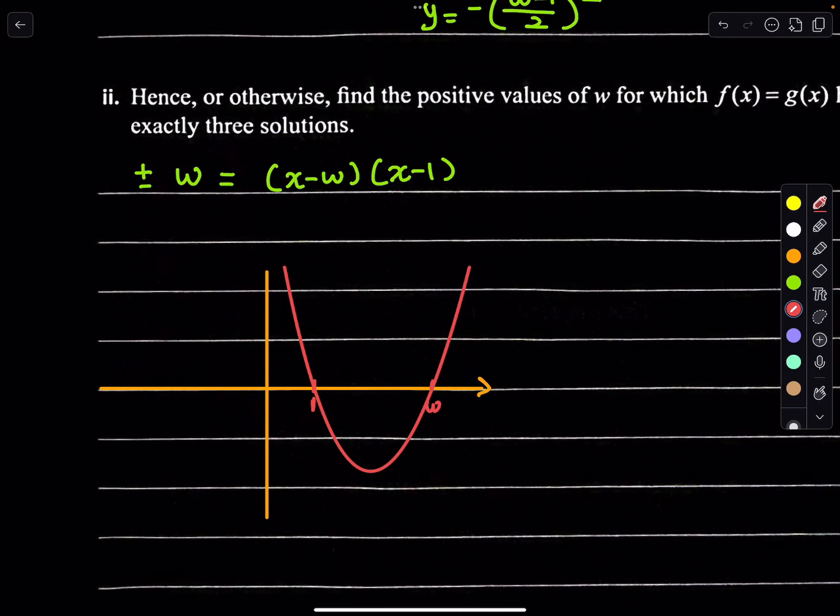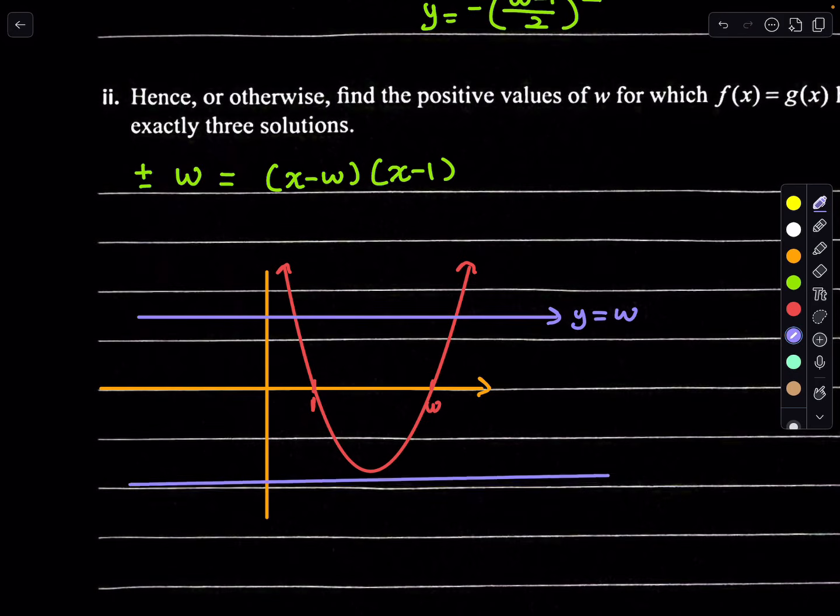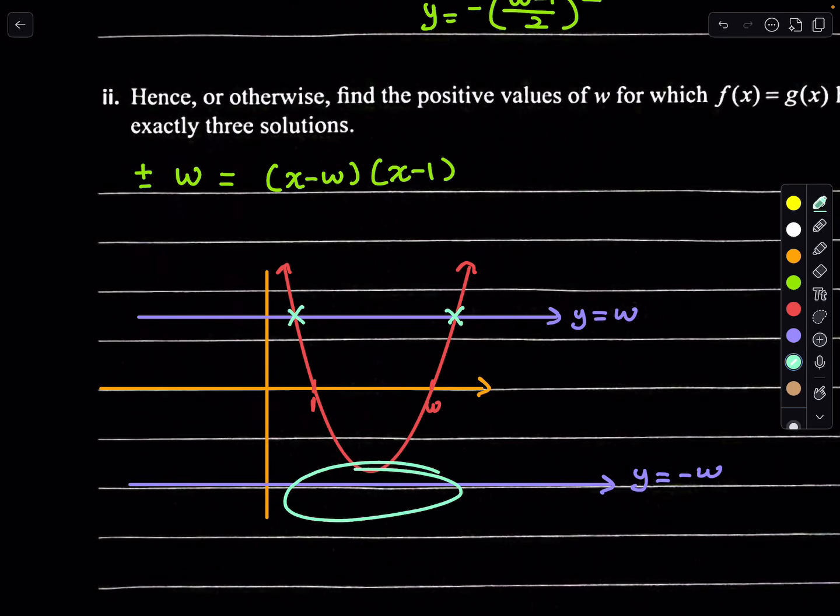Beautiful. So this is our parabola, and we draw y equals positive w and y equals negative w, because w is positive. Let's draw that in purple. The positive one is something like this, and y equals negative w is something like this. Now, legends, there are a lot of ways you can get solutions. In the one I've drawn here, you can see there are only 2 solutions, because this part is intersecting only twice and the other line is not intersecting at all.